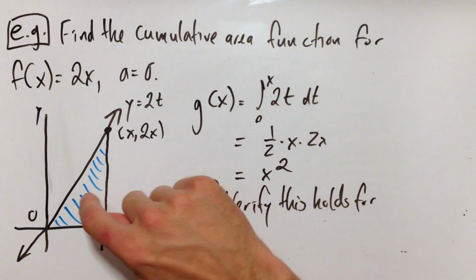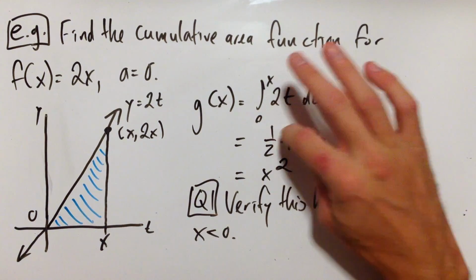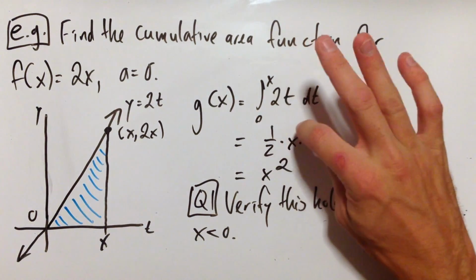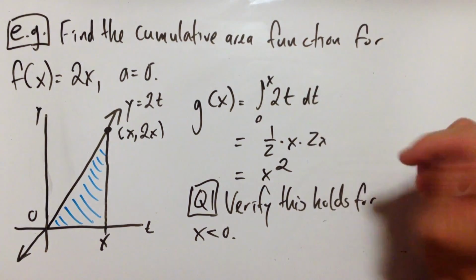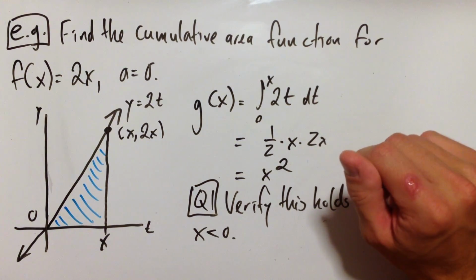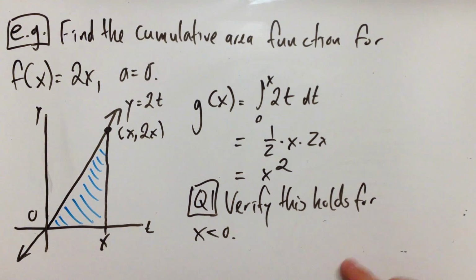So this integral is equal to the area of this triangle, which is 1/2 times the base times the height, 1/2 x times 2x, and we simplify that to be x squared. So first of all, I would like you to verify that this actually holds for x less than 0. That's kind of an exercise in using some of the properties of integration that we've developed so far, and please continue to interpret it as an area. And if you've seen some integration before, please don't use that in showing that this is true.